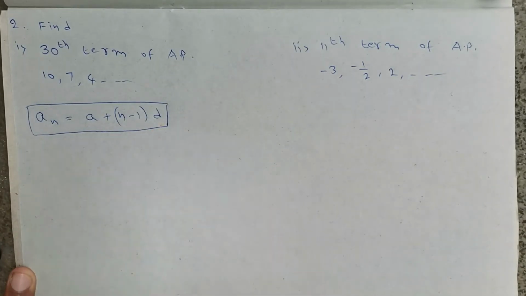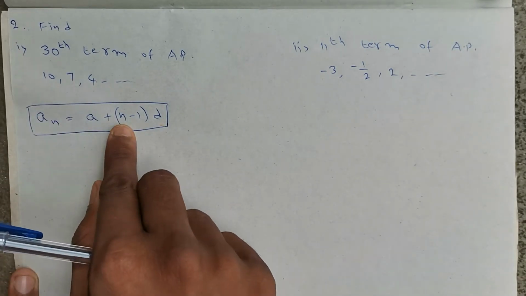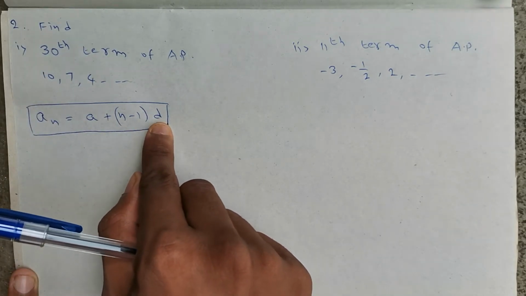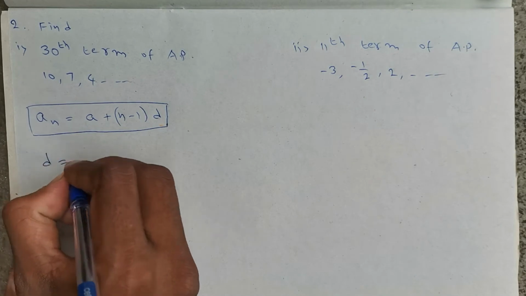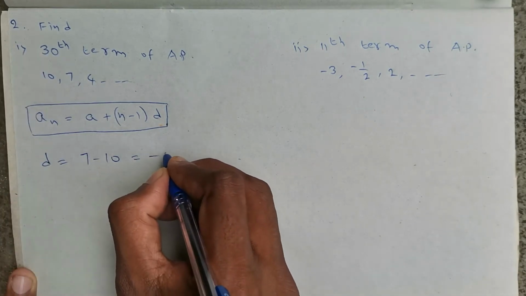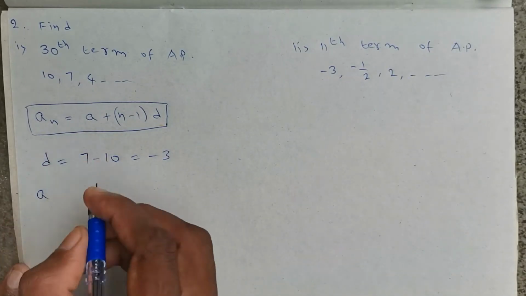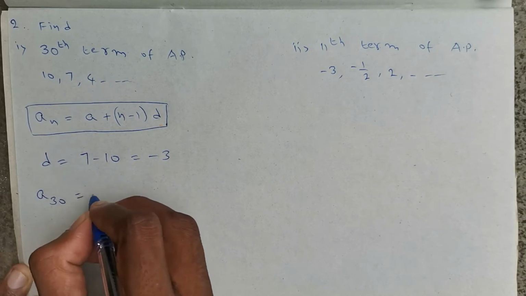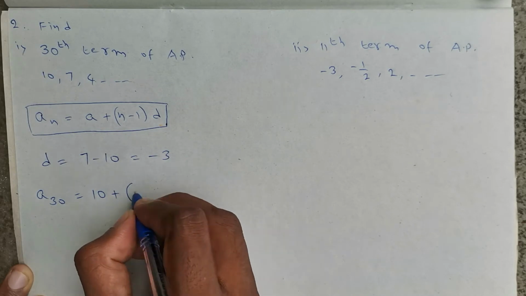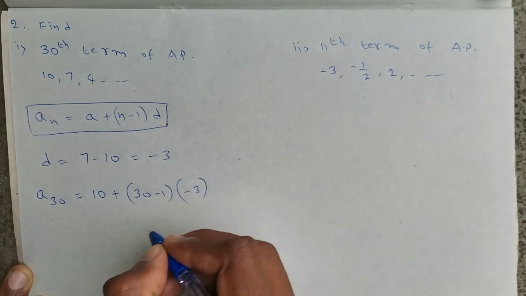First, let us check whether we have all the terms or not. a is nothing but 10. n, he is asking about the 30th term, so the n value will be 30. And then what about the common difference? The common difference is equal to the second term 7 minus the first term 10, so 7 minus 10 is minus 3. So now the 30th term is equal to a value 10 plus n minus 1, n is 30 minus 1, into the common difference, minus 3.